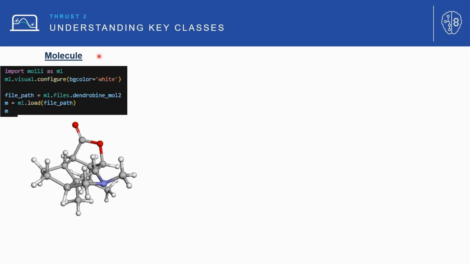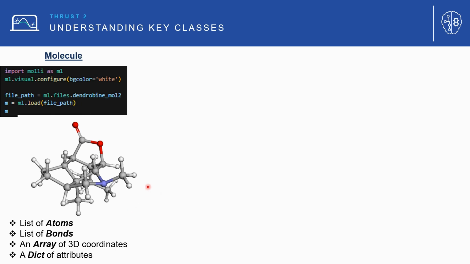To begin, I want to introduce some of the key classes that exist within Molly, starting with the molecule object. Now, this is pretty simple. If you just import Molly, and if you're in Jupyter Notebook, you can actually visualize some of the molecules that you're working with. And you can take some file path to a mol2 or an XYZ file, load it in directly, and actually visualize this.